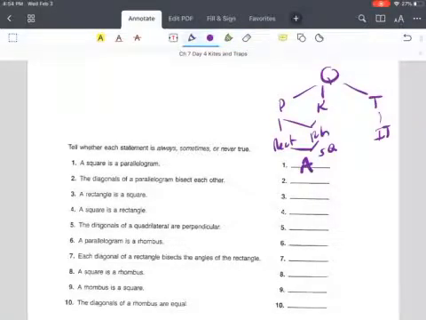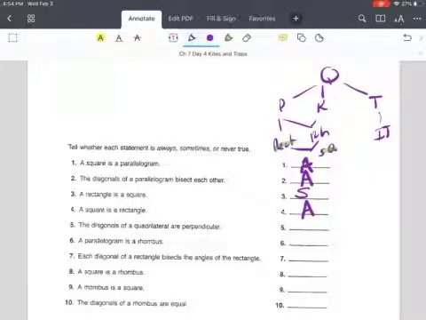Do the diagonals of a parallelogram bisect each other? And yes, that is a property of a parallelogram. So that would be always true. For number 3, does a rectangle have to be a square? It could be a square, but it doesn't have to be, so that would make it a sometimes statement, because a rectangle does not have to go all the way down to a square. But a square does always come from a rectangle, so that would be always true.